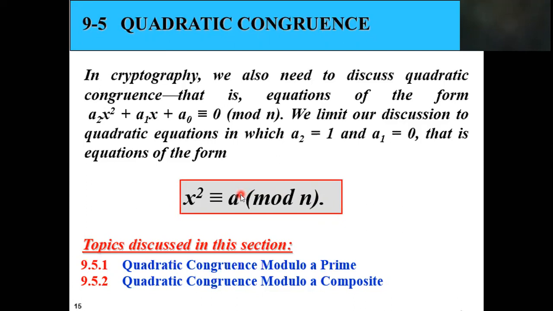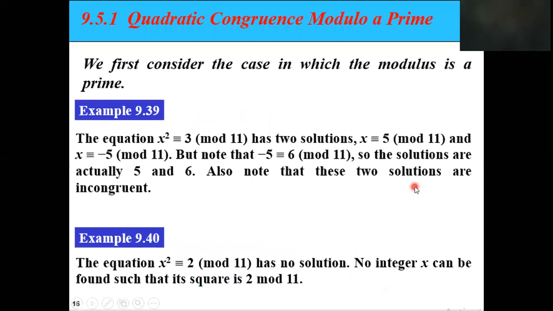So, dear student, the quadratic congruence is generally of this form. We limit our discussion to the quadratic where a2 is 1 and a1 is 0. In that case, our quadratic residue will be x square is congruent to a mod n. So in this section, we will discuss quadratic residue mod prime and quadratic residue mod composite number. Let us take first quadratic residue modulo prime. So what does it mean?